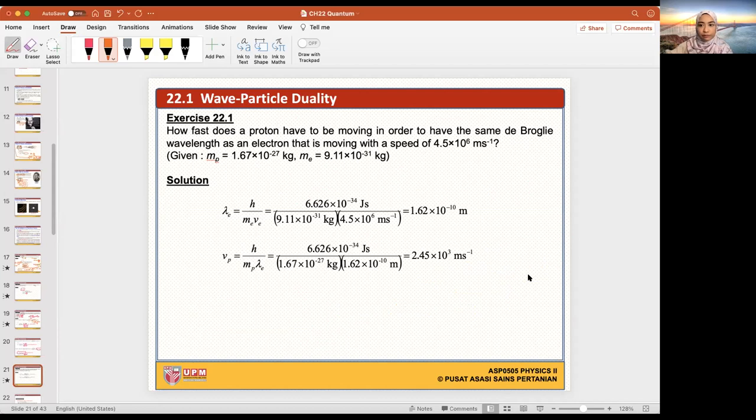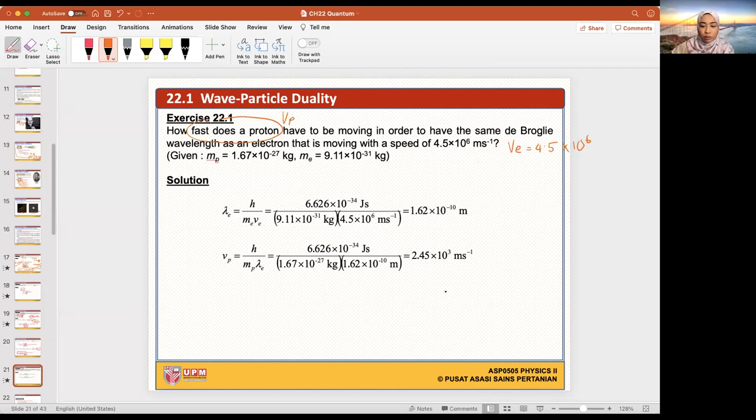Okay, so next one, how fast does a proton have to be moving in order to have the same de Broglie wavelength as an electron that is moving with a speed of 4.5 times 10 to the 6? So dia tanya, how fast proton ni? So we have to find out what is Vp. And it's saying that as an electron that is moving at a speed of Ve is 4.5 times 10 to the 6. And then they've given you MP and also ME.